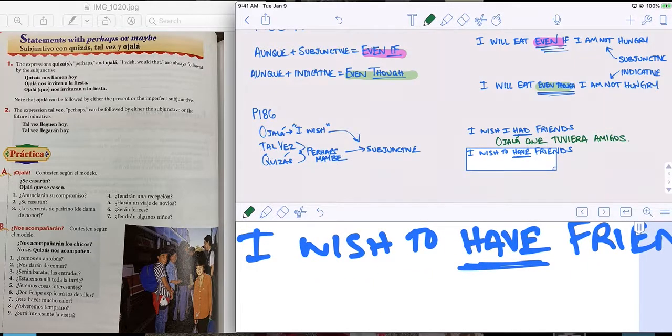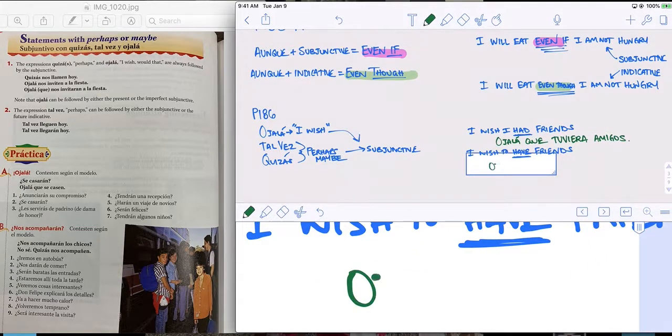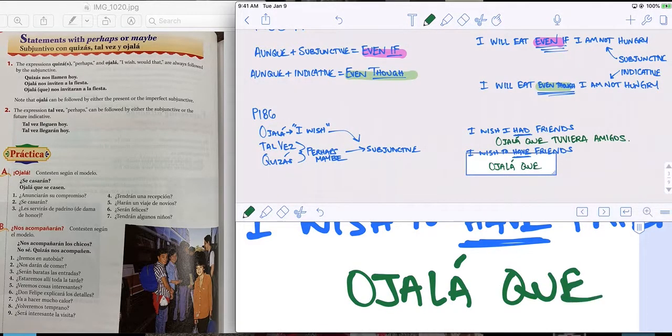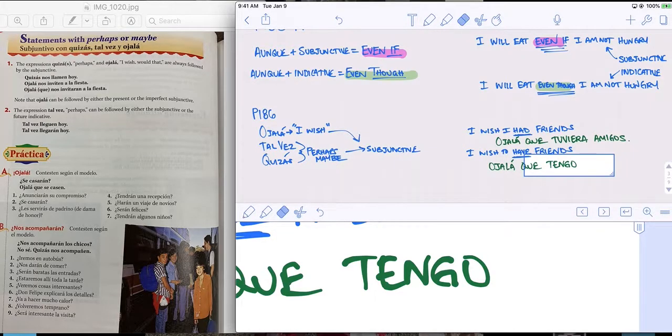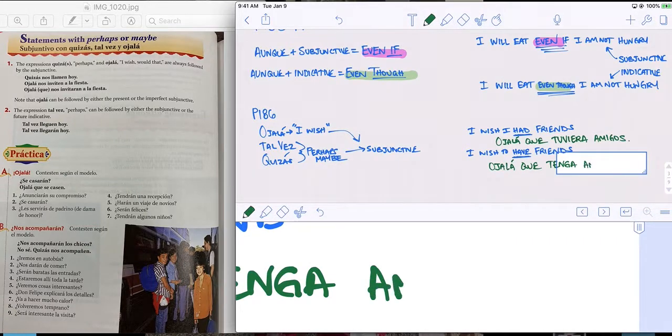If we're talking about I wish to have friends, we would say ojalá. Okay, and then we're going to use present subjunctive. So tener in the yo form, we start with tengo, and then we drop that o like it's hot, and it becomes tenga. Ojalá que tenga amigos.